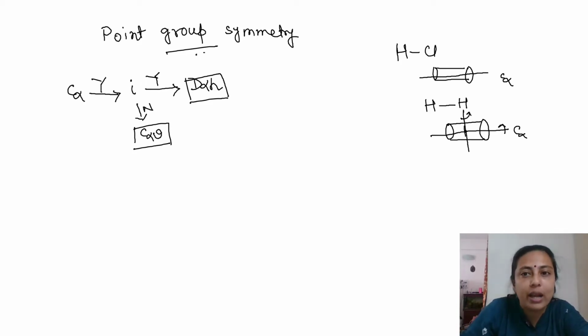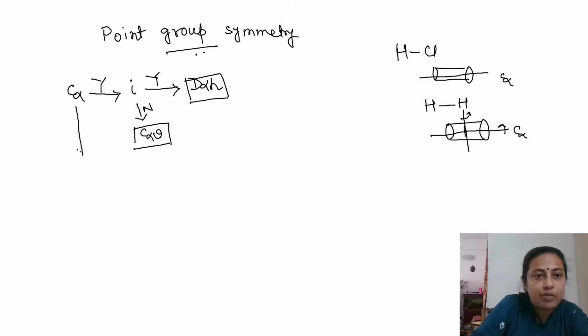Similarly, if it does not have an I, like the example of HCl, then along with the C infinity axis, it does not have any perpendicular C2s, but it has an infinite number of sigma V planes. So the point group is C infinity V. So the linear molecule with a point of inversion will be D infinity H, and without a point of inversion would be C infinity V.